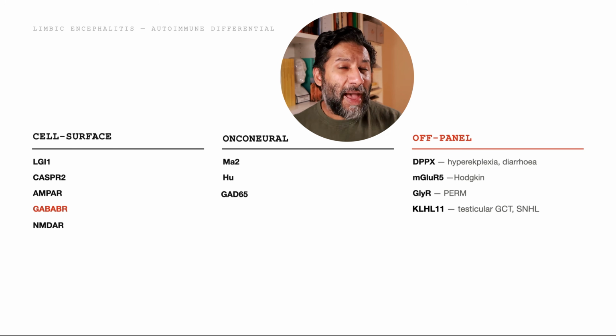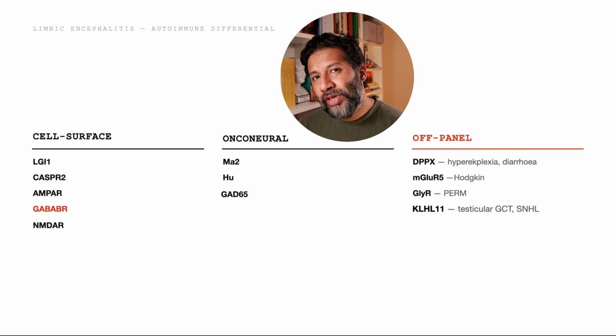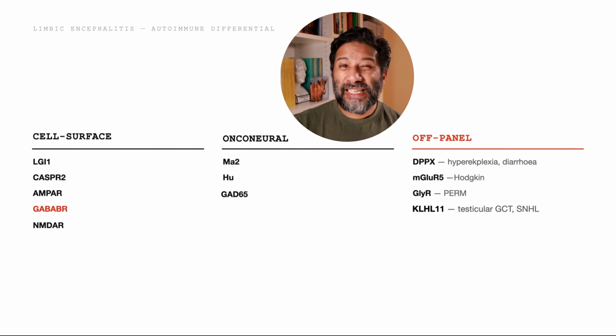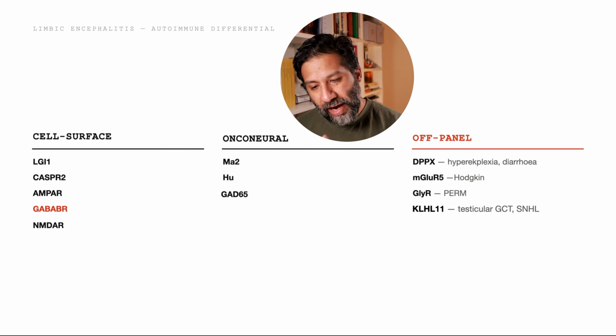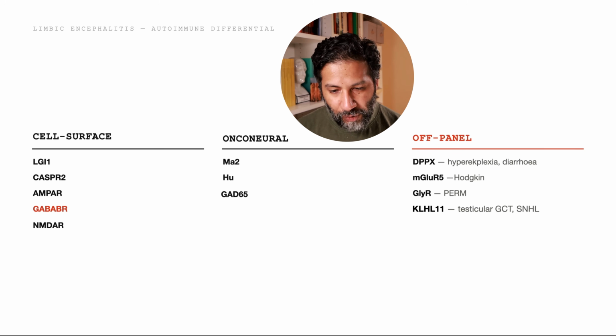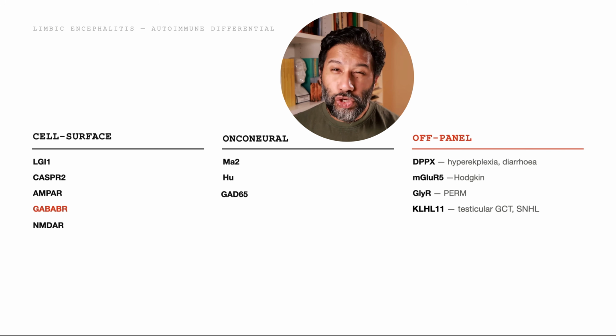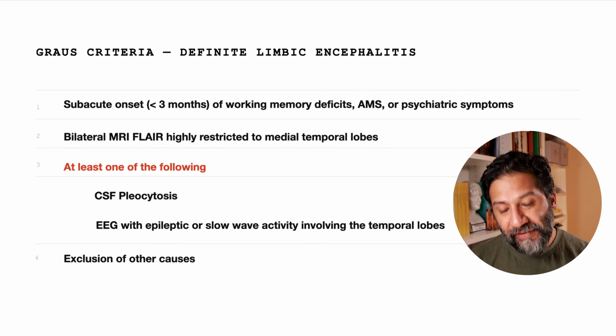This is based on the standard panels, the Euroimmune panels that are out there. So we're not talking about the fancy Mayo panels that have every single test known to man, or the fancy Oxford panels, but the standard one that is available all over the world. These are the ones that are on panel, and the ones that are off panel are on the right-hand side here, so you have to think about those ones. So LGI1, Caspr2, AMPA, GABA, and NMDA are the classic B-cell ones that cause limbic encephalitis. Hu is probably the most common one for onconeuronal, and we can see it in Ma and rarely in GAD as well. Okay, so this is the Graus definite limbic encephalitis.